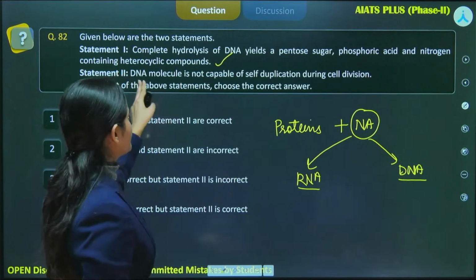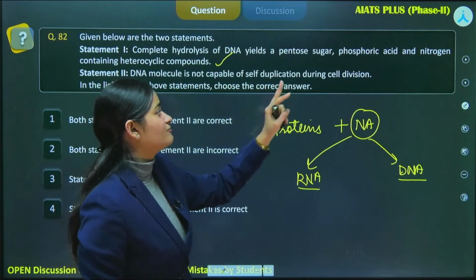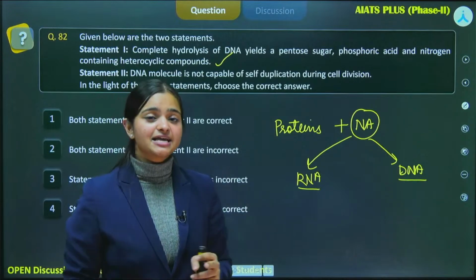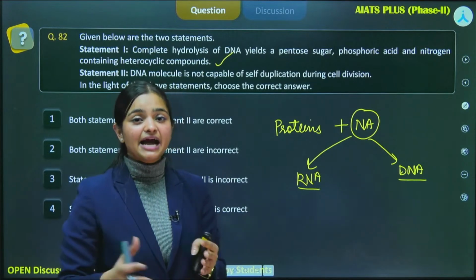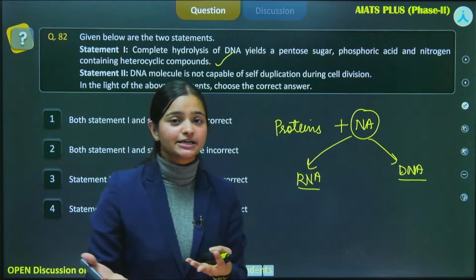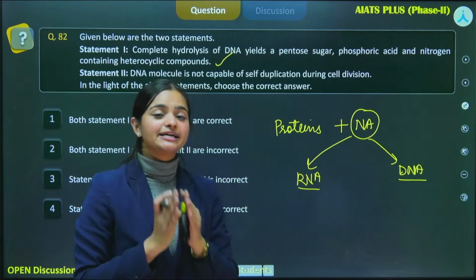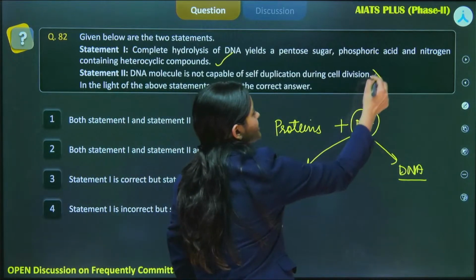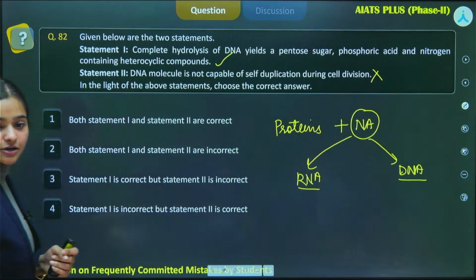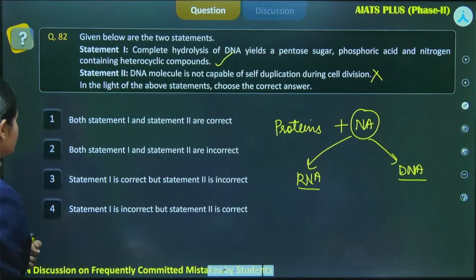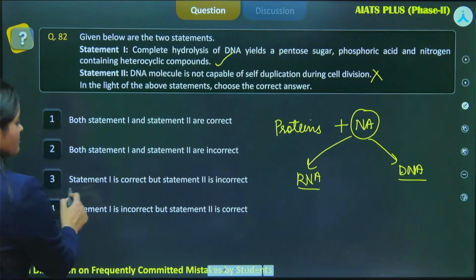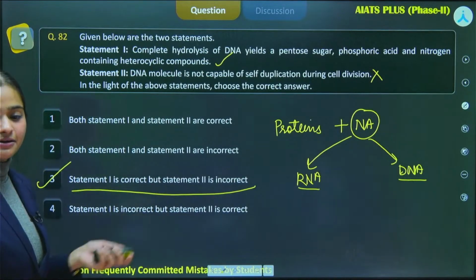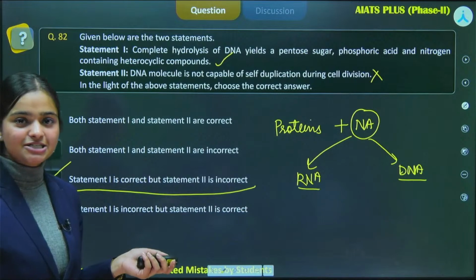If we talk about statement 2, DNA molecule is not capable of self-duplication during cell division. So this is an incorrect statement. How? The identical DNA cells are only transmitted to their daughter cells. That's why DNA does self-duplicate during cell cycle or cell division. So this is an incorrect statement. Now the option becomes: statement 1 is correct, but statement 2 is incorrect. So we mark option 3 as the right answer.